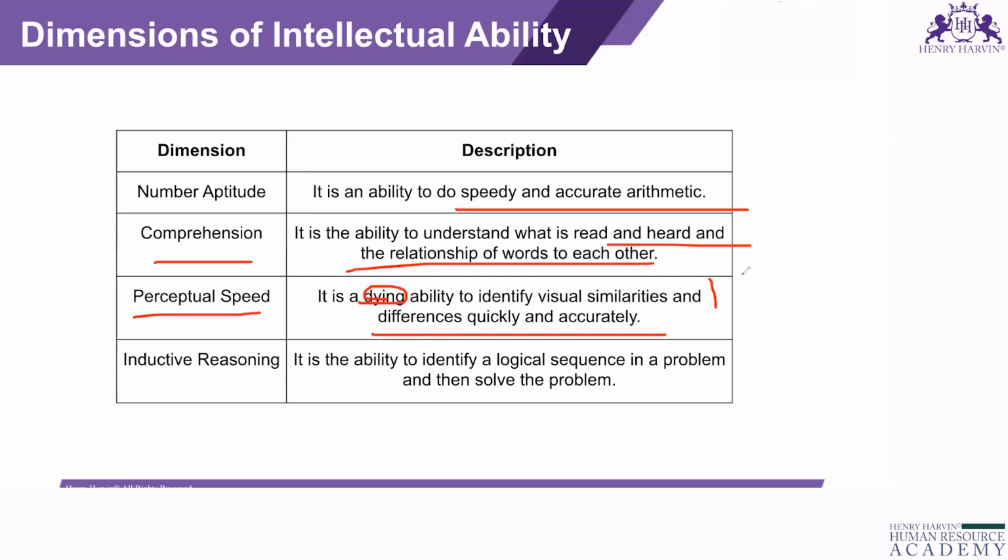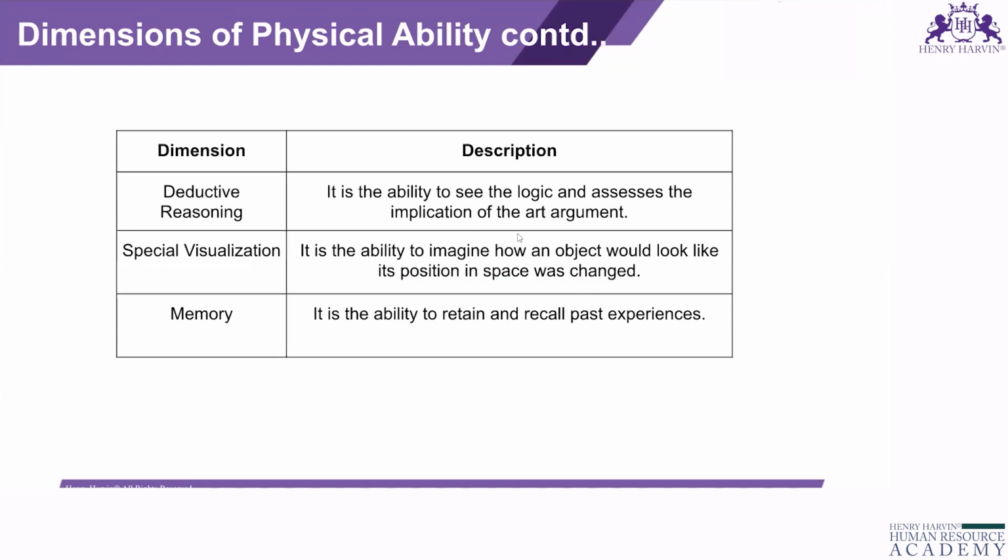So there will be a few images and you have to find out which is different. Inductive reasoning is the ability to identify a logical sequence. There will be a sequence and you have to tell which image or which letters will come next, based on the previous images. Deductive reasoning is the ability to see the logic and assess the implication of an argument.